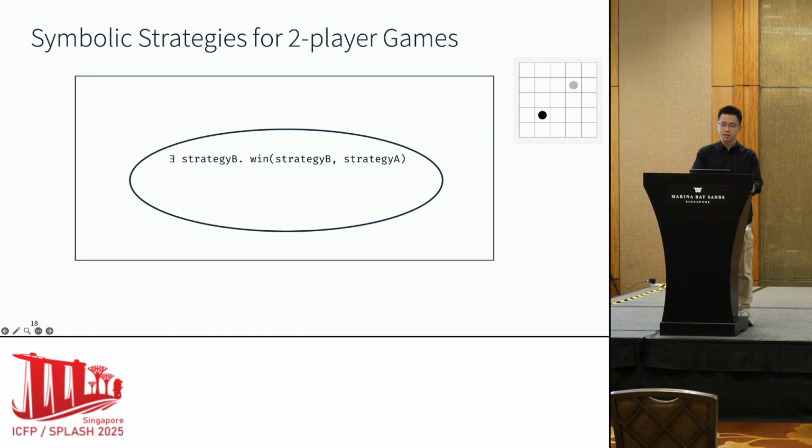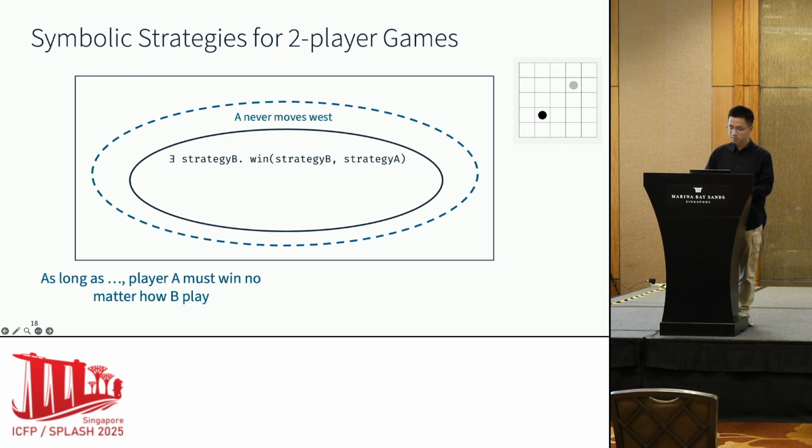And our framework can also be applied to synthesize symbolic strategy for two-player games. So suppose two players are playing a game on a grid, and this formula captures the game process from player A's perspective. And if we have an over-approximation, it means that as long as player A follows any strategy satisfying this condition, player A will win no matter how player B plays.